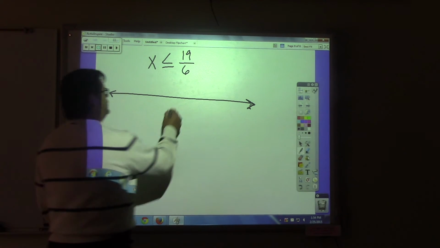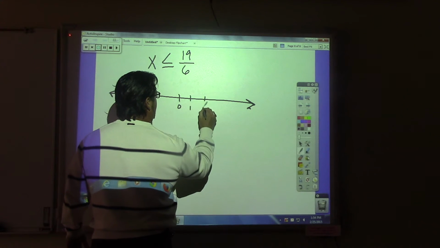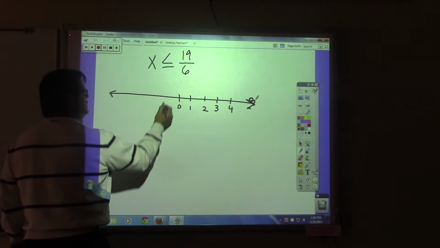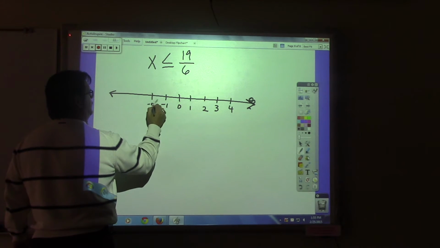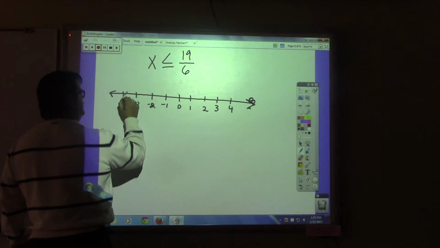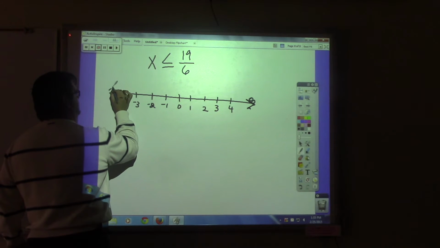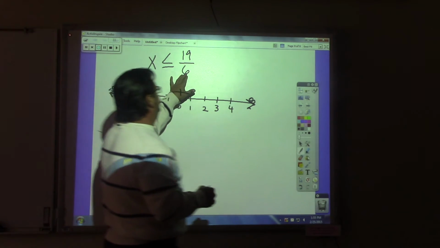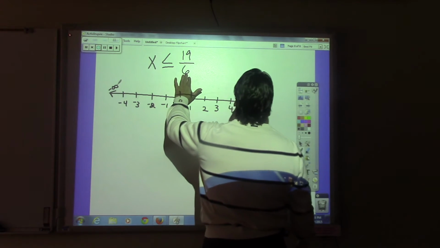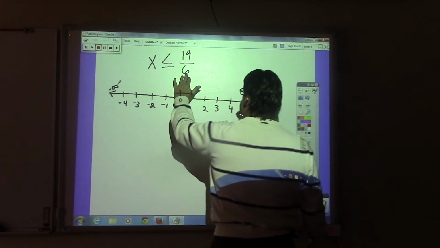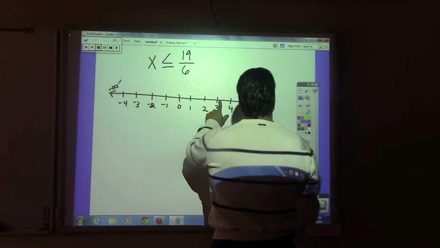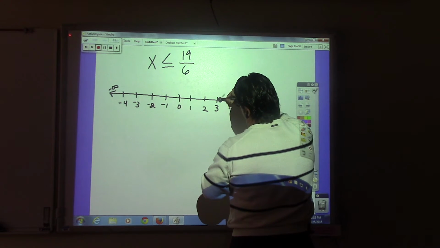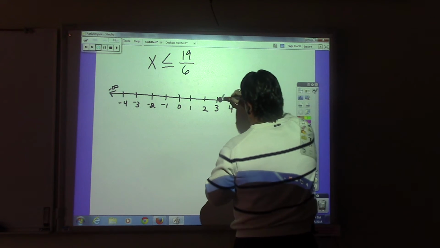So, 0, 1, 2, 3, 4, positive infinity, negative 1, negative 2, negative 3, negative 4, negative infinity. And we are at 3 1/6, which is 3.2. So what kind of circle goes here? Closed circle. I'll make it a little bit bigger.